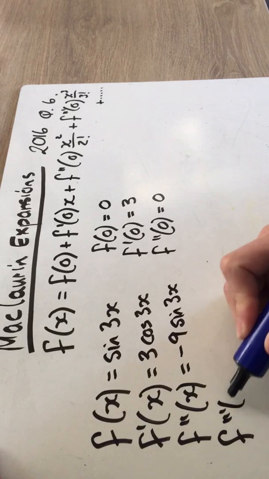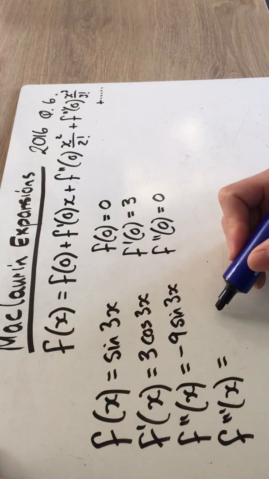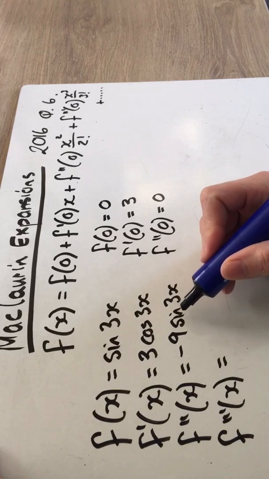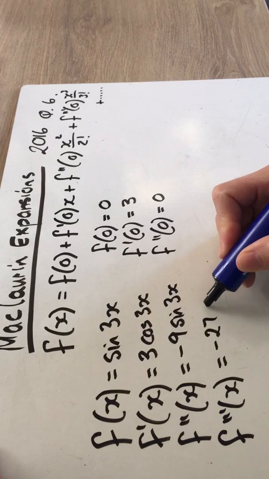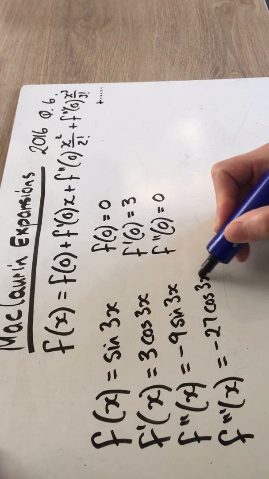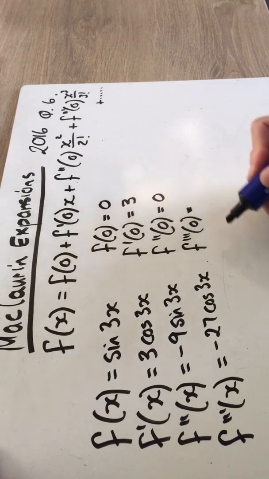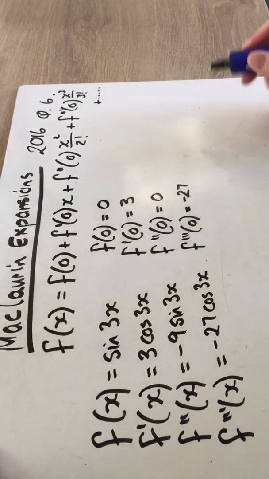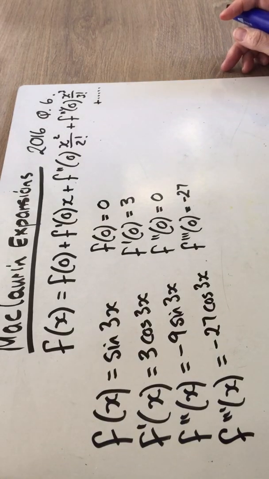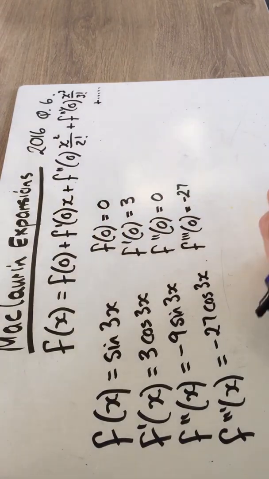And then the third derivative, sine differentiates to cos, so chain rule again, minus 27 cos 3x, and subbing in 0 to the third derivative is going to be minus 27. So all we need to do now is substitute that into the Maclaurin expansion here.